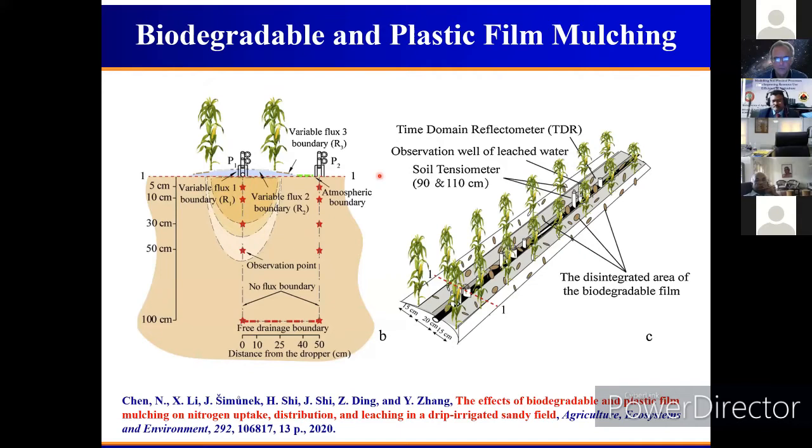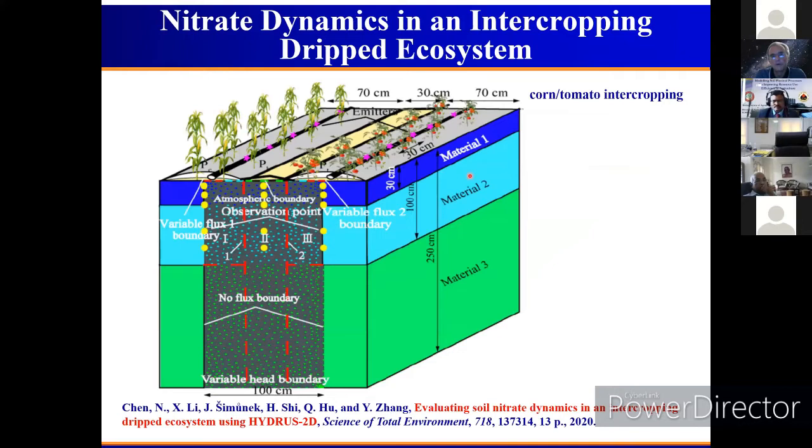And another study which we did with the same group of scientists was where we studied intercropping drip-irrigated ecosystems, where we were evaluating the root growth of different plants. In this case it was corn and tomatoes, and how the root zone overlapped and how they started competing for resources such as water, nutrients, et cetera. And that was published in this publication.